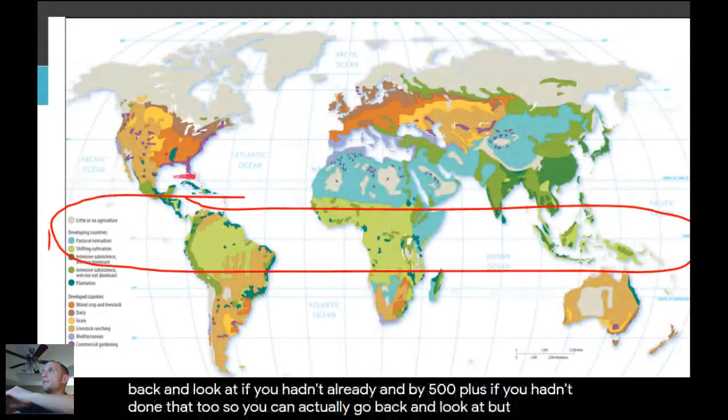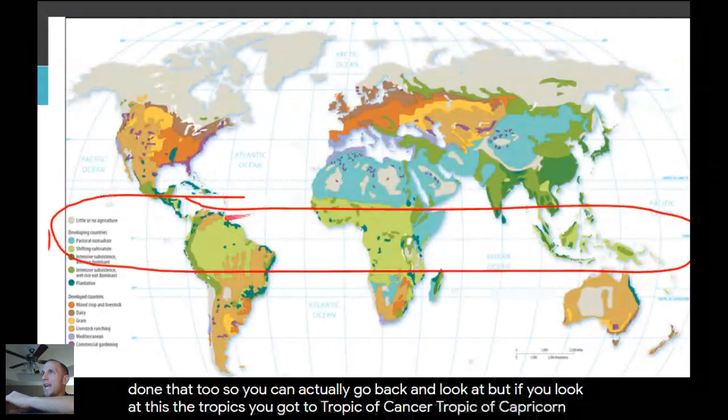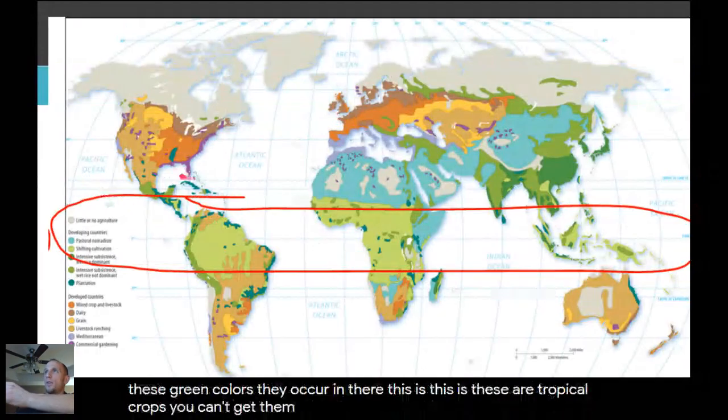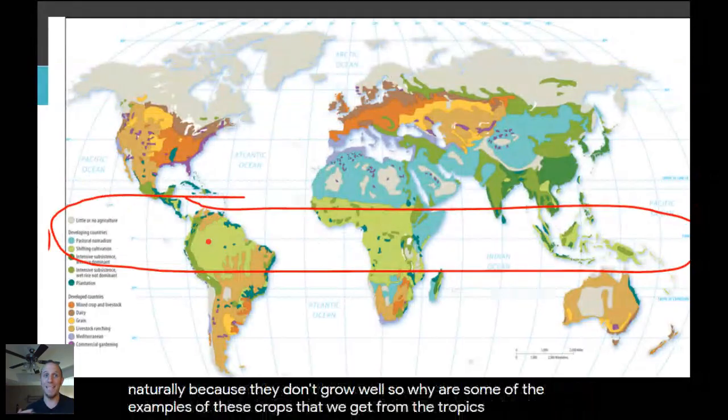But if you look at this, the tropics, you've got the Tropic of Cancer, Tropic of Capricorn. These green colors that occur in there, these are tropical crops. You can't get them in the United States by growing them naturally because they don't grow well. So what are some of the examples of these crops that we get from the tropics that we can't live without?